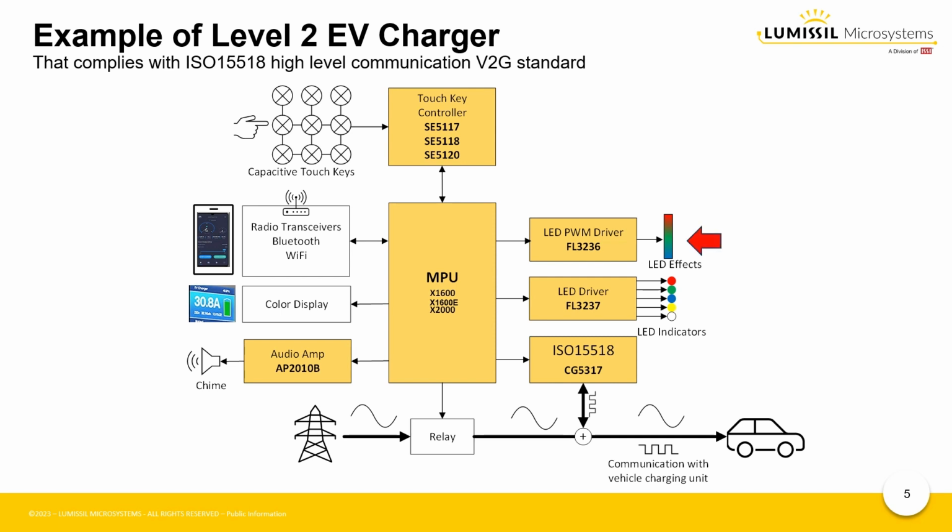And now going to the right side of the block diagram, we see that the MPU is connected to the FL3236, one of our constant current LED drivers that can create LED effects such as color charging rings. The MPU can work with any of our LED drivers, but for another example, we show the FL3237, a 36-channel PWM LED driver for individual LED indicators. Then finally, the MPU is connected to the CG5317 HomePlug GreenPHY chip that adds and reads and manages the data superimposed onto the power lines.